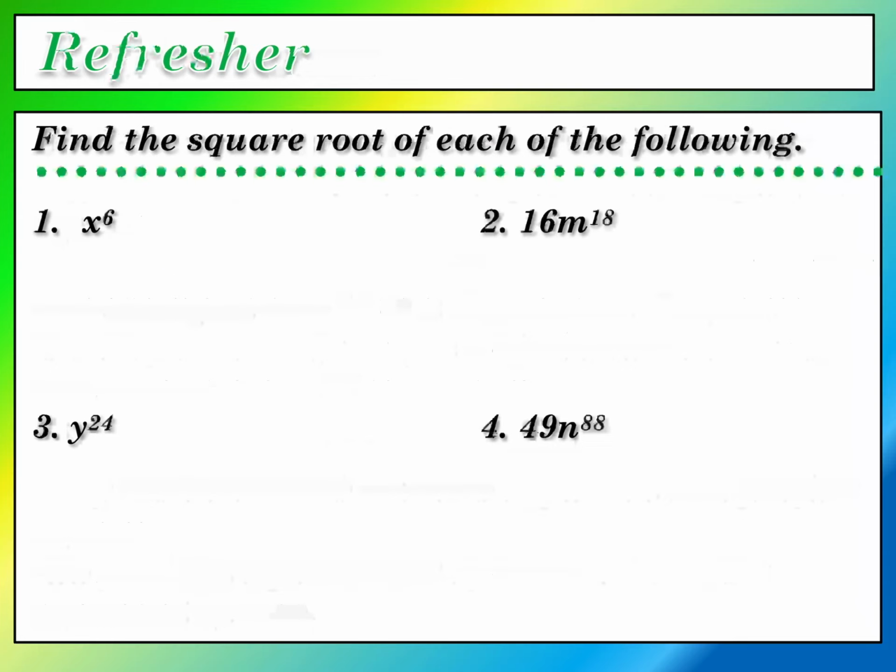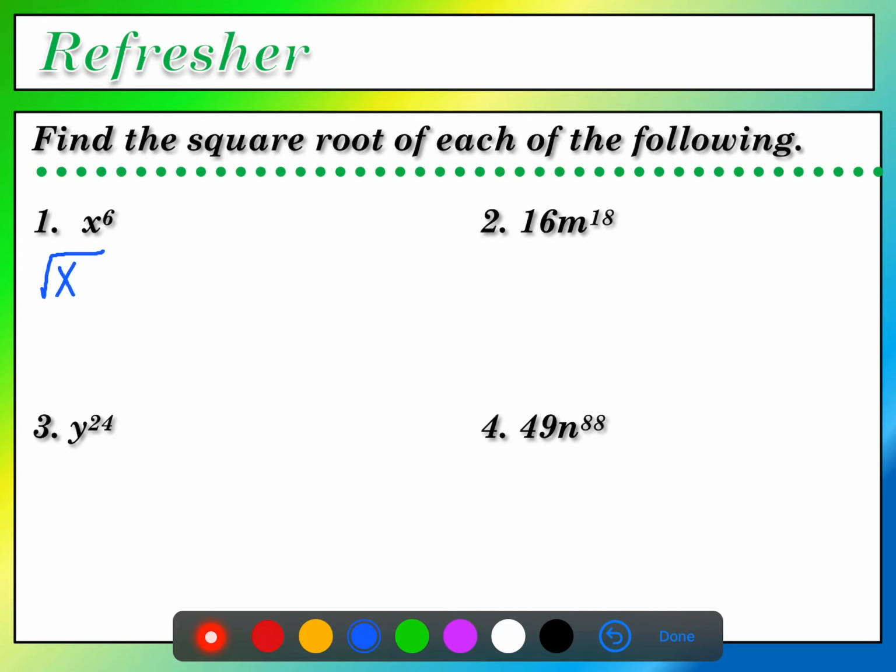Let's take a look at what that means. Here I have some terms, and we just want to find the square root of each. The square root of x to the 6th would just be dividing my exponent by 2. It would be x cubed. The square root of 16m to the 18th, we could do it separately: the square root of 16 is 4, and then for my variable we would divide by 2.